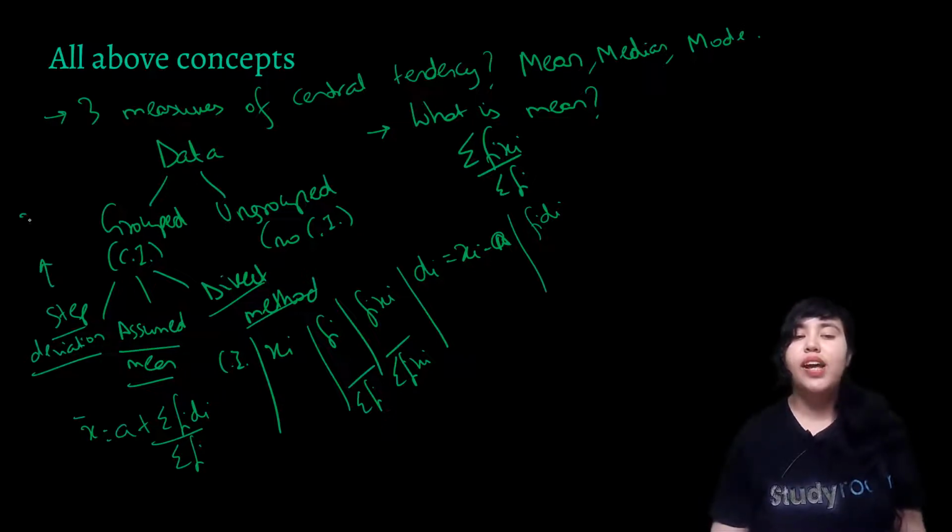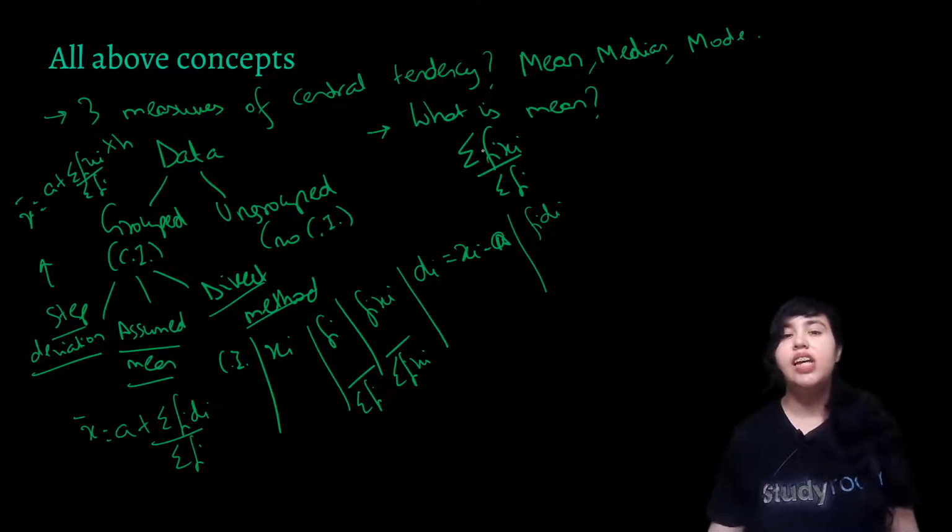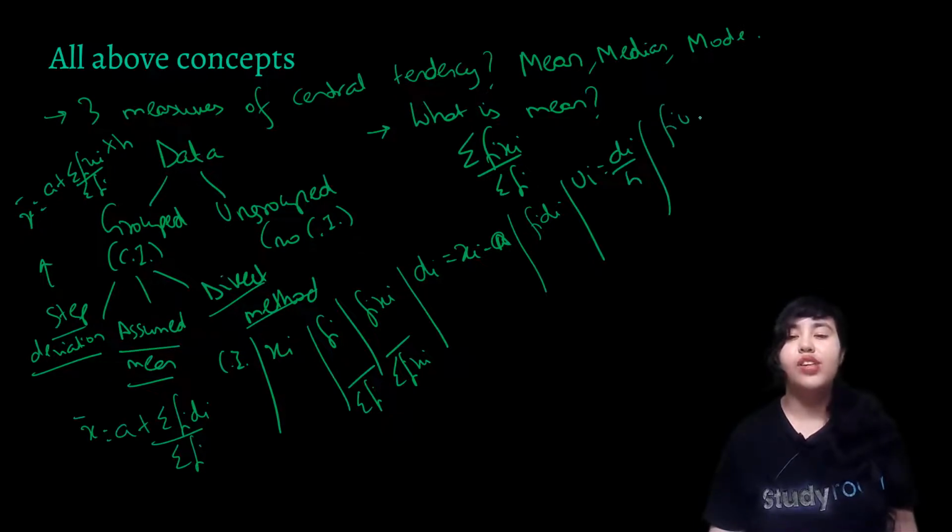So what was the formula here? X bar is equal to a plus summation fi ui upon summation fi into h. What is h? H is the class size. So lower limit is subtracted from your upper limit. Then what is the another column which we'll have for this particular method? We'll have ui. Ui is what? Di upon h, and then we will have fi ui.